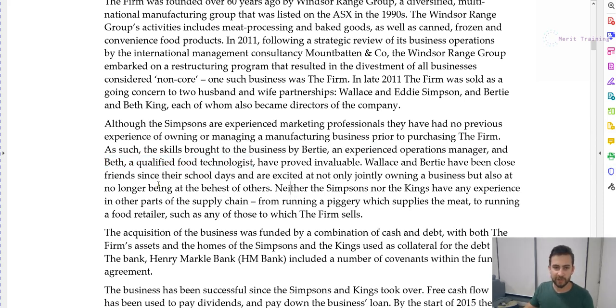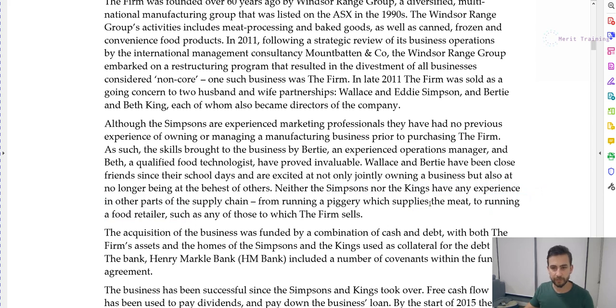So Wallace and Bertie have been close friends since their school days and are excited at not only jointly owning a business, but also at no longer being at the behest of others. Neither the Simpsons nor Kings have any experience in other parts of the food chain. So I'm just going to copy this. Simpsons nor Kings have experience in the supply chain.